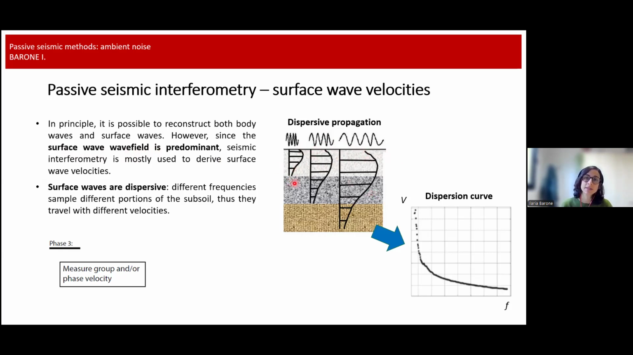And their main characteristic is dispersion. Dispersion means that each single frequency travels with a different velocity because they penetrate, low frequencies penetrate deeper than high frequencies. Since we generally have a higher velocity at greater depths, it means that the low frequencies will travel faster than the high frequencies. And so instead of getting just one value for the velocity of the medium, what we get is a dispersion curve, which is actually the relation between velocity and frequency.